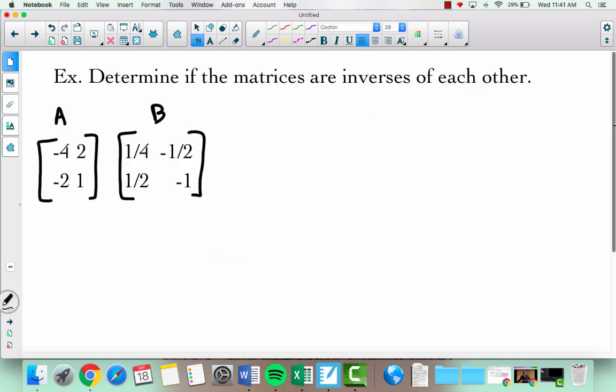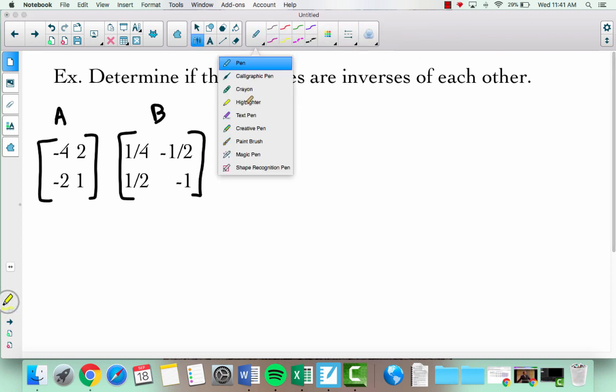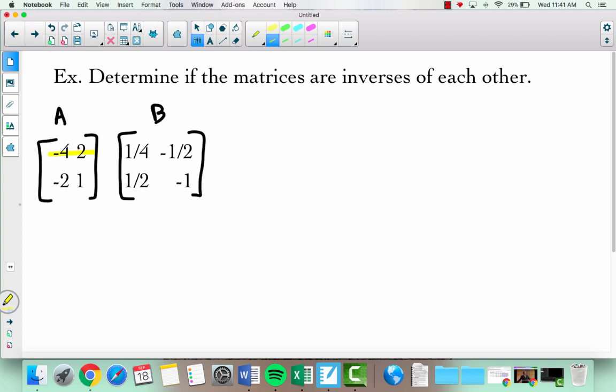So in our first example, it says determine if the matrices are inverses of each other. The only thing we have to do to determine this is to multiply them together, and if we get the identity matrix as our answer, then we know it's an inverse. So let's go ahead and practice that matrix multiplication. So remember, when we're multiplying matrices, we're going to do row to column. So I'm going to take -4 times 1/4 plus 2 times 1/2. When I multiply that, I get -1 plus 1, which is 0.